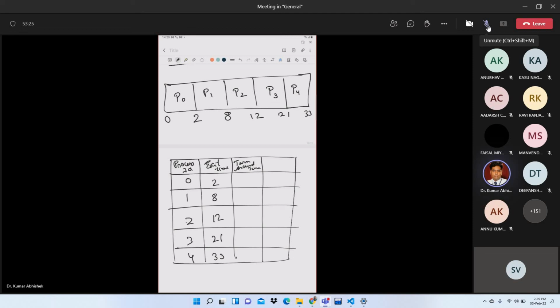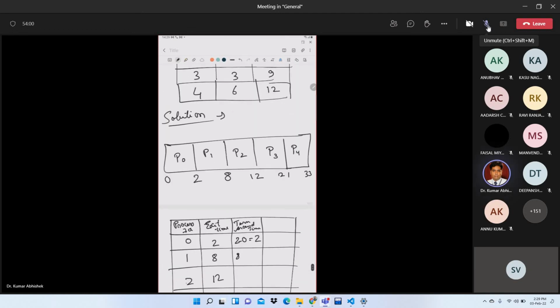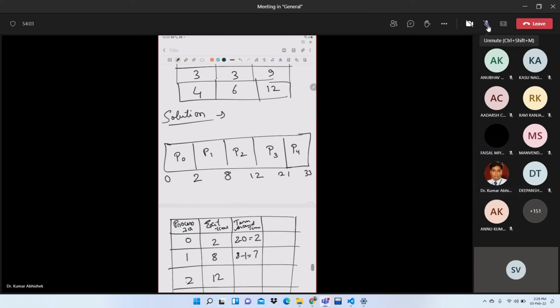That is 66, I hope so. Total 66 by 5, right? Yes, sir. This will be exit time minus arrival time. 0 minus 0, 2 minus 0, 2. Okay. 8 minus 1, 7.